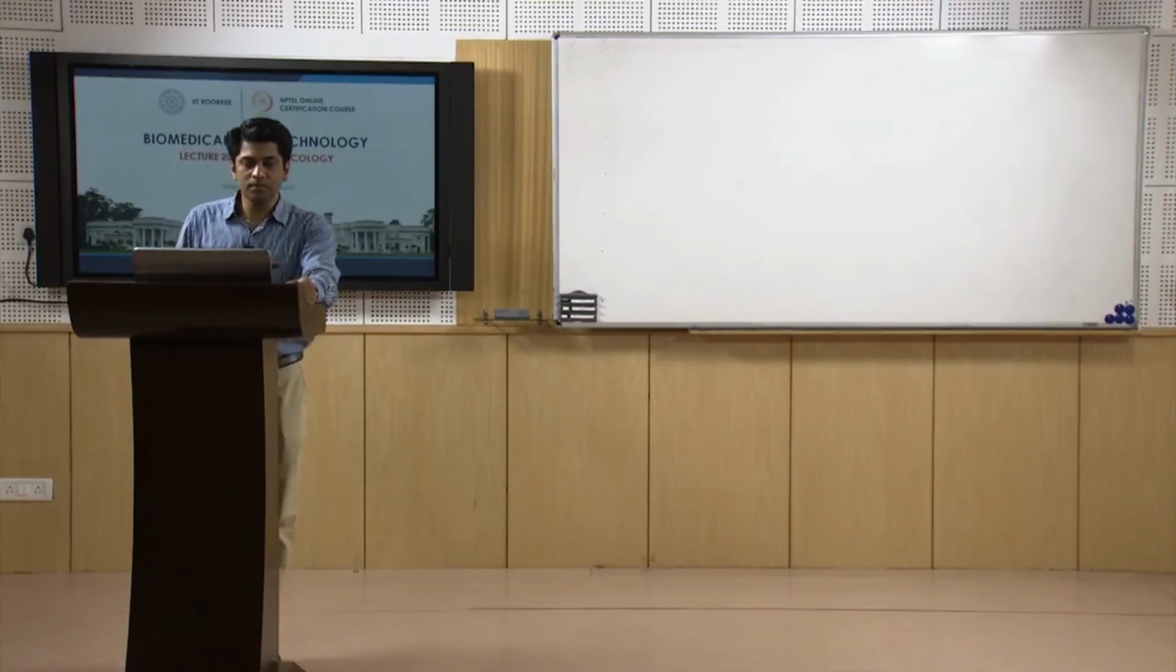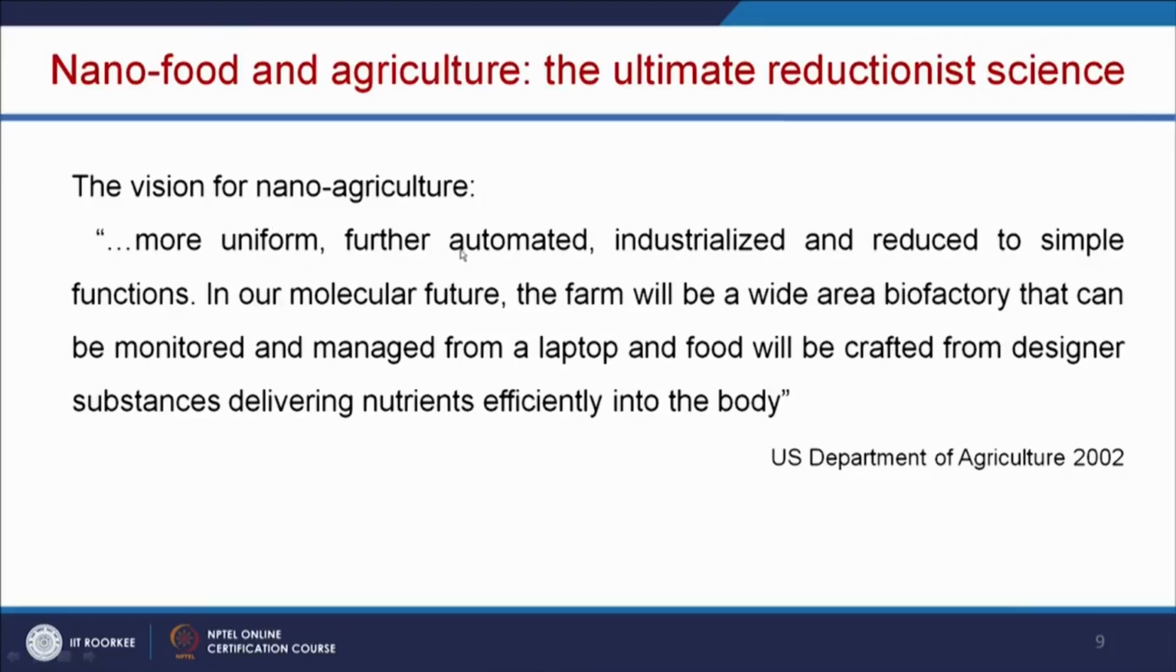And again, nano can play a major role in agriculture also. It can make agriculture uniform, and further automated and industrialized. Due to this, farmers may lose farming knowledge, but at the same time, it can provide designer substances which can deliver nutrients efficiently into the body.